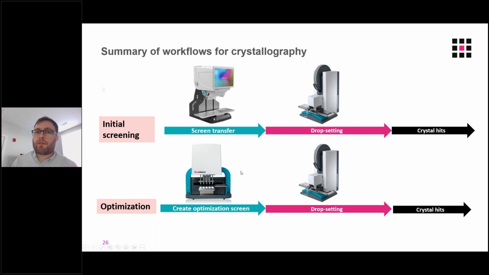Essentially, because you're making fewer plates, you have less variability between them, and using the Apricot to mix and aspirate each time ensures you're not changing the condition over time because there was some precipitate in there or other things. So the Dragonfly and Apricot do work together for the optimization stages of your crystal workflow, and then you can use the Mosquito once again for drop setting and getting your crystal hits.